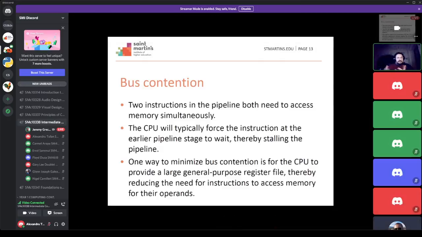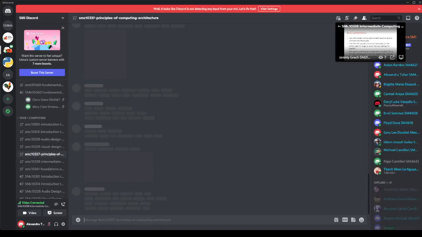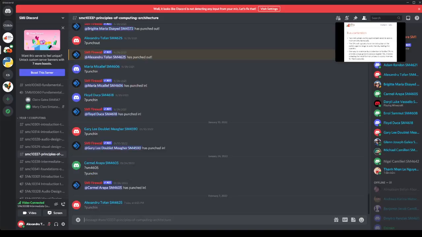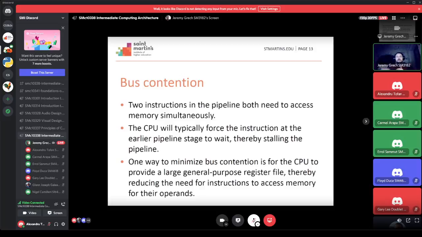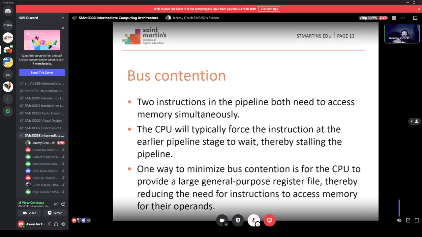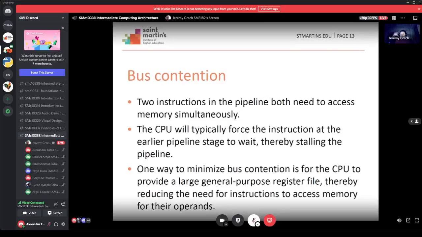Solved to a certain extent, or rather minimized, by having a large number of general purpose registers, which can be used as temporary storage before they're actually written to main memory. So essentially, you would store interim values in the general purpose registers before you actually write them to main memory.